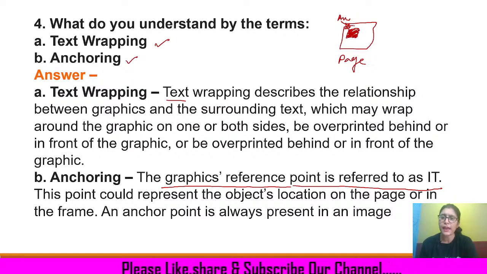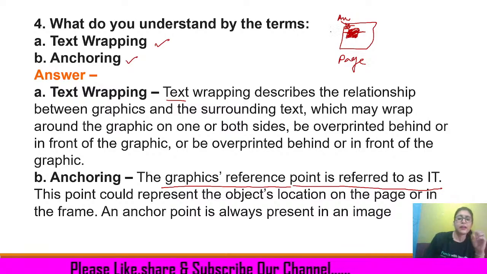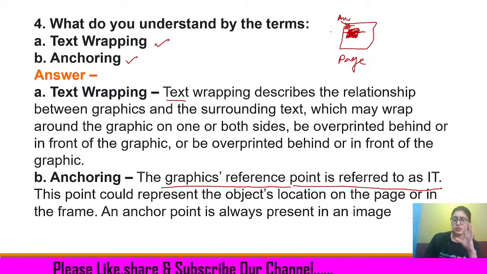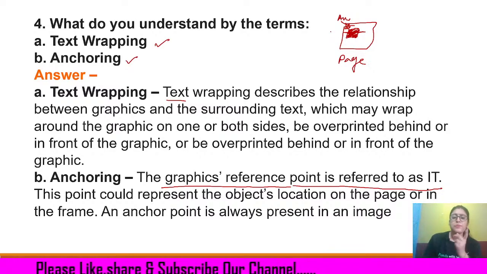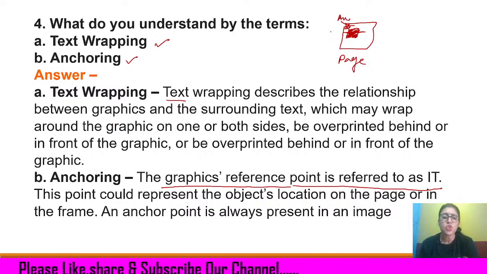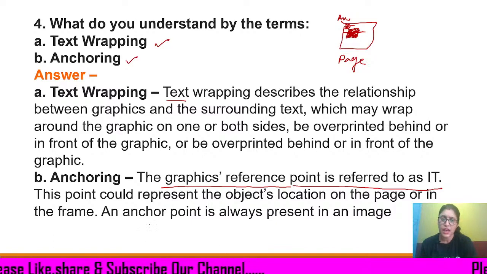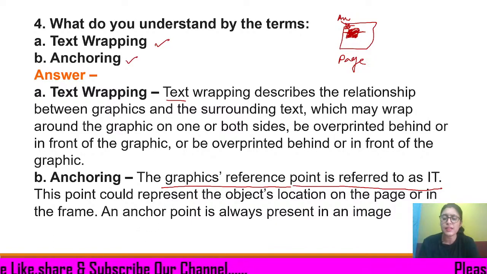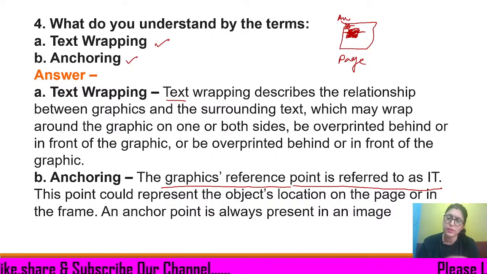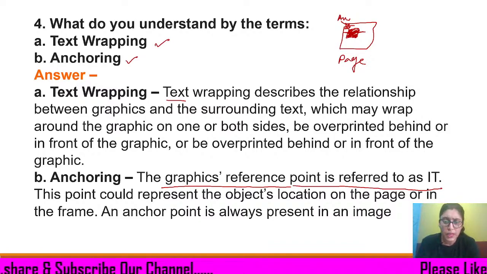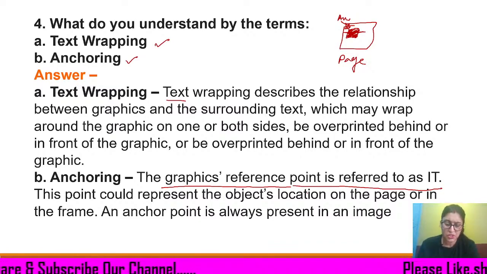I can move the anchor and this object will move around with the anchor. Like anchor is the holder of that object, you can say. Object location on the page or in the frame. It can be in the frame also, it can be in the page. An anchor point is always present in an image. Always remember, our anchor point will be present in an image.